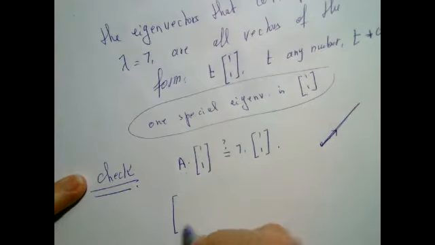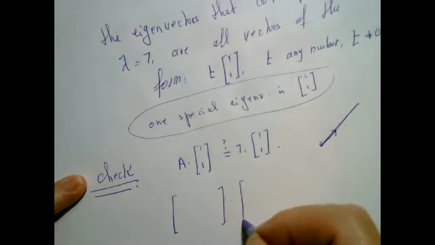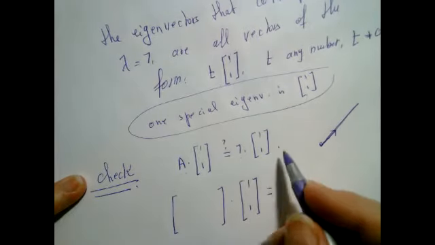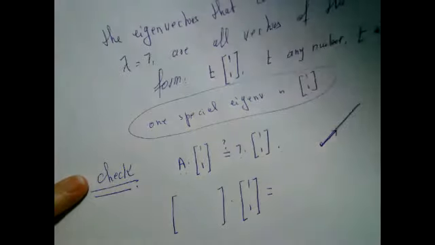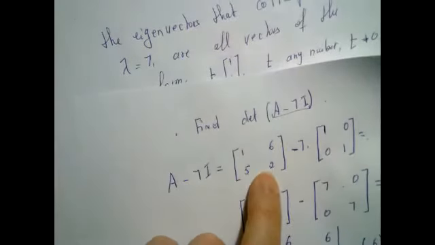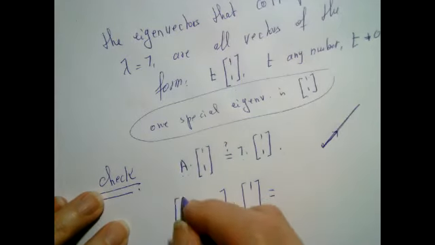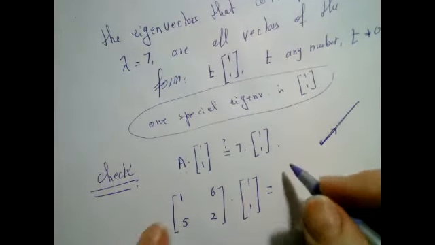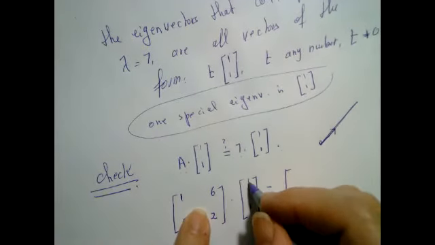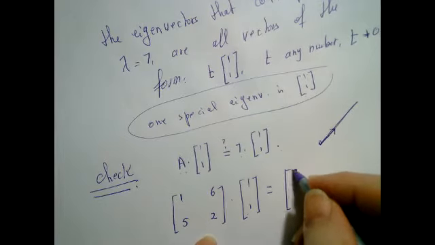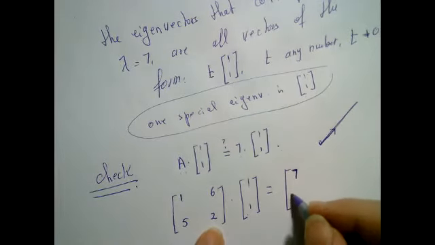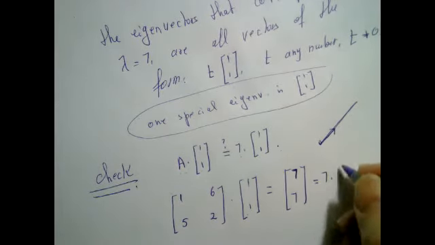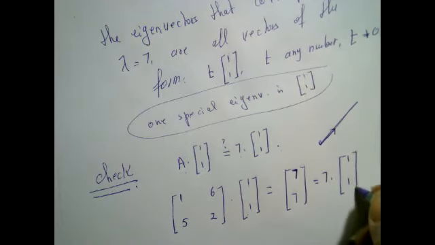So let me take A and multiply it by 1, 1, and let's see what I get. I should get 7 times 1, 1. Now A was 1, 6, 5, 2. So this is 1, 6, 5, and 2. I'm going to multiply it by that. I'm going to get 1 plus 6, that's a 7. 5 plus 2, that's a 7. This is equal to, I can factor out 7 times 1, 1.